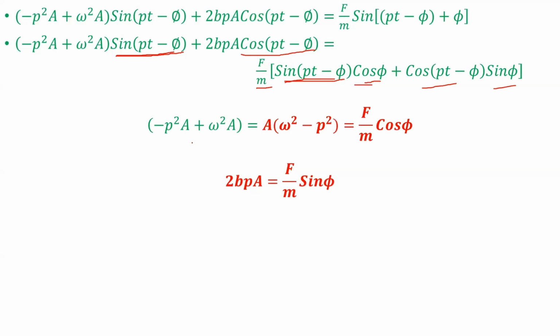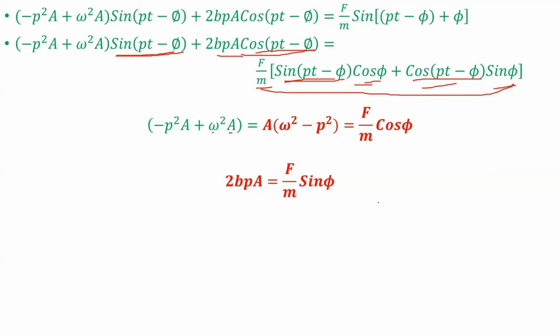So equate. Minus p square a plus omega square a, in both the terms we have taken a common, and this becomes omega square minus p square. So a into (omega square minus p square) equals f by m cos pi. In the second term, the cos(pt minus pi) coefficient is 2bpa, and on the right hand side the cos(pt minus pi) coefficient is f by m sin pi. So 2bpa equals f by m sin pi.